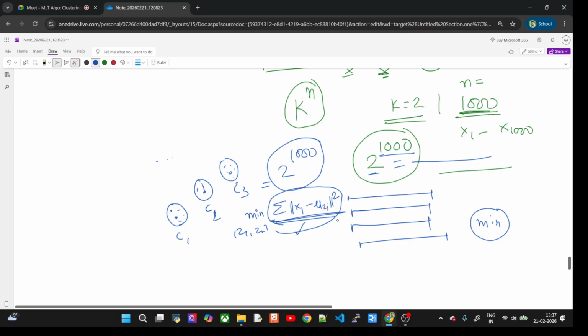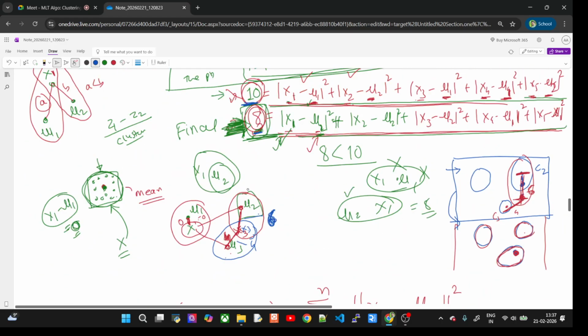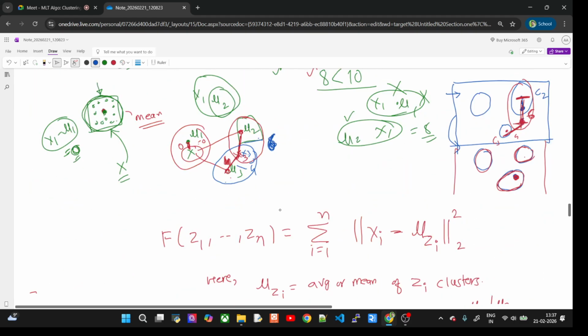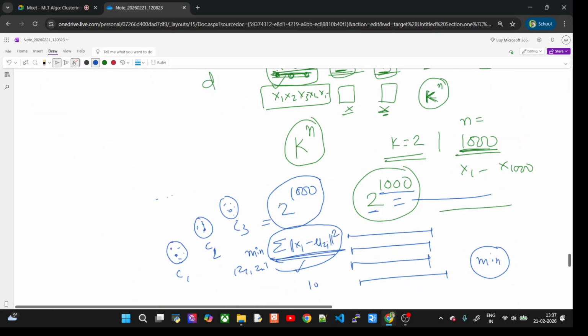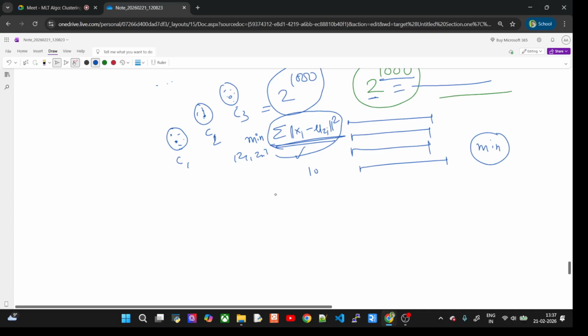You want the minimum value of this xi minus mu zi whole square, the addition of everything, like how we got 10 and 6 and all. That minimum value is the best combination, like here I showed 10 or here 8. So 8 is the minimum, that's why out of these two I choose 8. But if it is 2 raised to 1000, it's huge, you cannot easily calculate. That is called an NP hard problem.